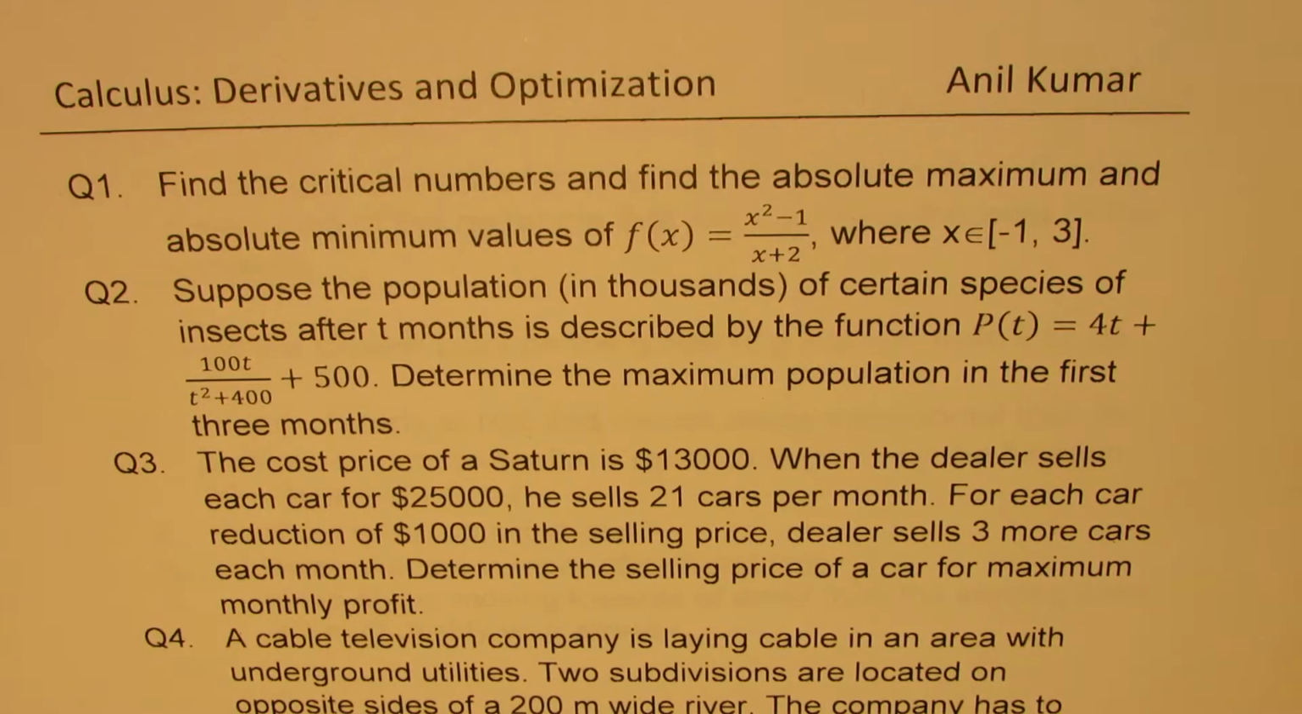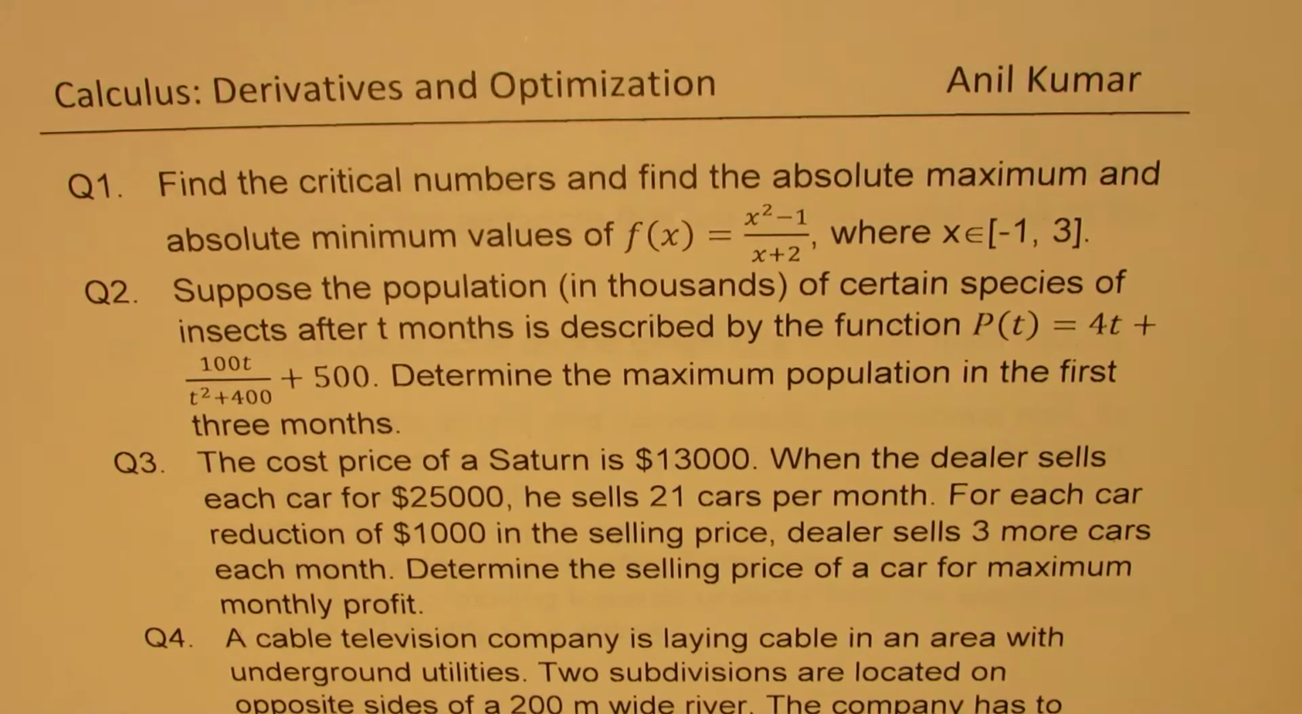Question number 1 is, find the critical numbers and find the absolute maximum and absolute minimum values of f of x equals x squared minus 1 over x plus 2, where x belongs to minus 1 to 3. Question 2. Suppose the population in thousands of a certain species of insects after t months is described by the function p of t equals 4t plus 100t over t squared plus 400 plus 500. Determine the maximum population in the first 3 months.